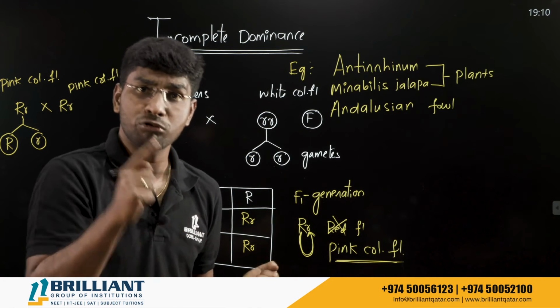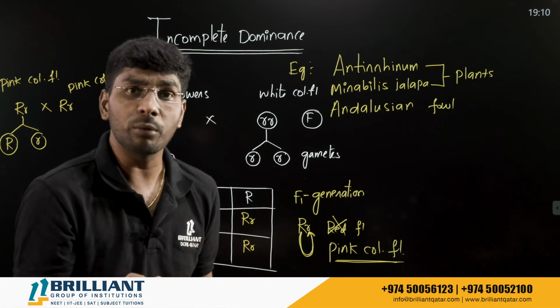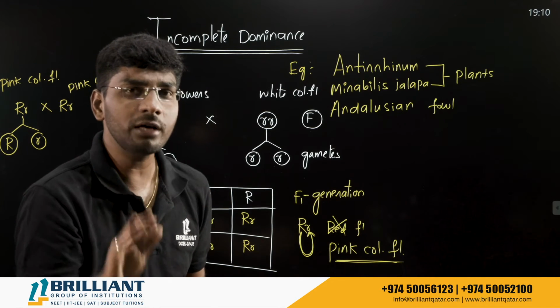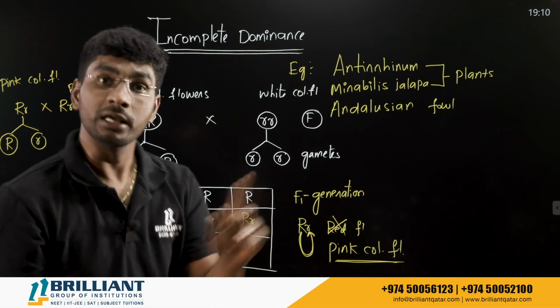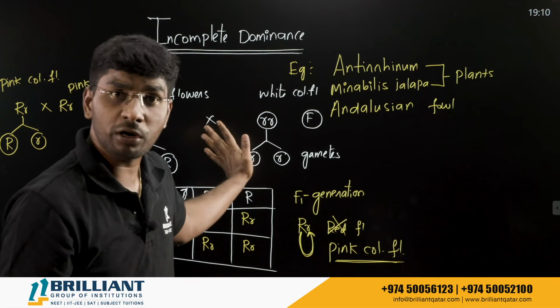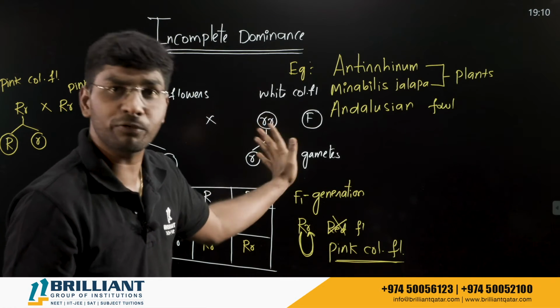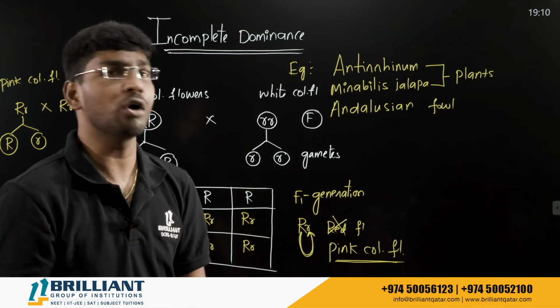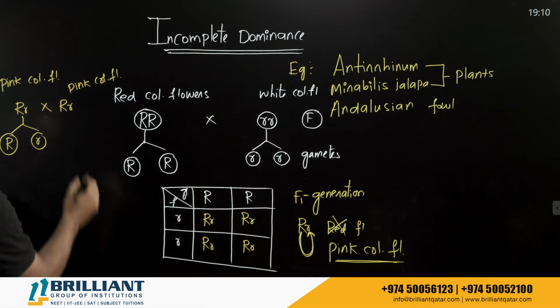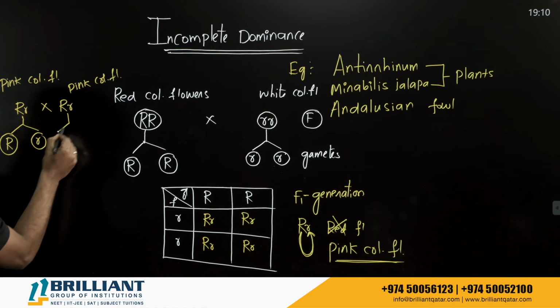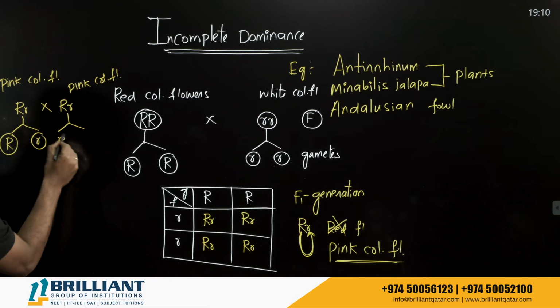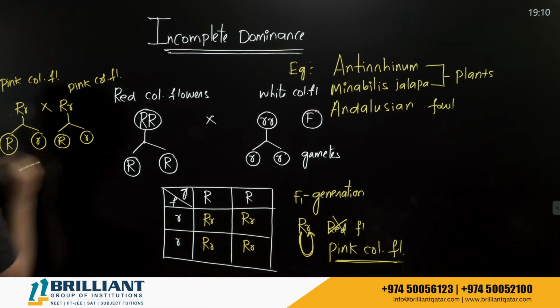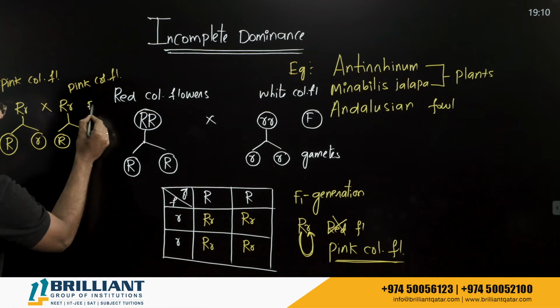Capital R is a dominant gene, but it is not completely dominating. That means which law is not followed? The law of dominance is not followed. Here the law of segregation is followed. Keep in mind, the law of segregation is followed, but the law of dominance is not followed. Now here also two gametes are forming. What are the two gametes? Capital R, small r. Okay, this is the F1 generation.